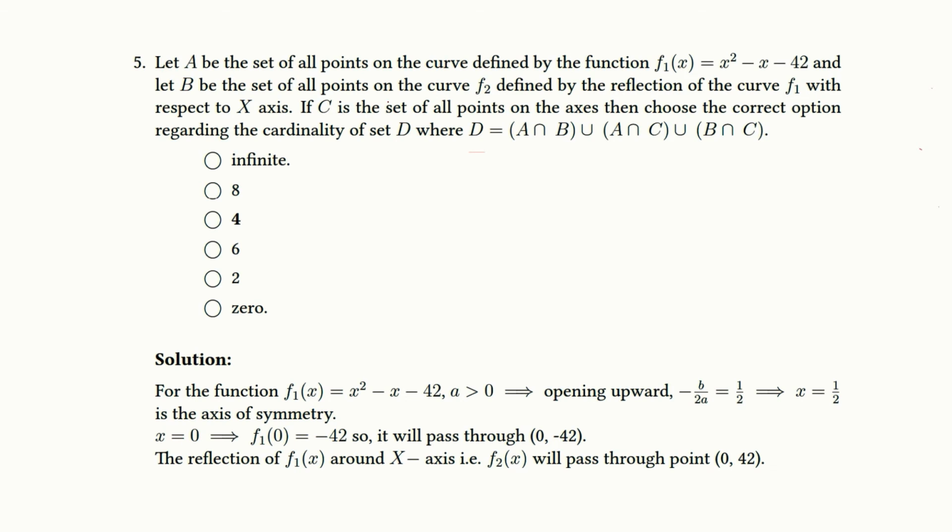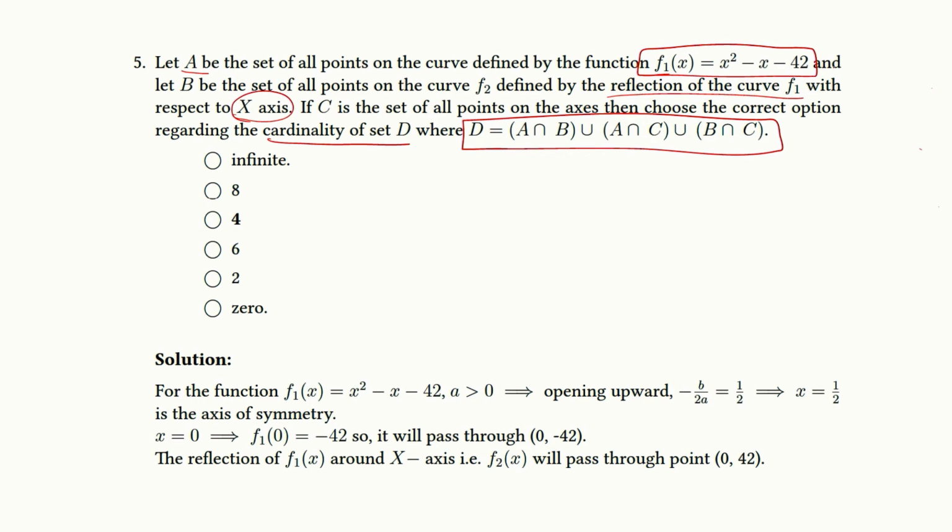Let's see the fifth question. Let A be the set of all points on the curve defined by the function f1 of x is equal to x square minus x minus 42, and let B be the set of all points on the curve f2, which is the reflection of the curve f1 with respect to the x-axis. For any reflection, we need to mention with respect to the x-axis or y-axis or any line. So if C is the set of all points on the axes, then choose the correct option regarding the cardinality of the set D, where D is given like this.